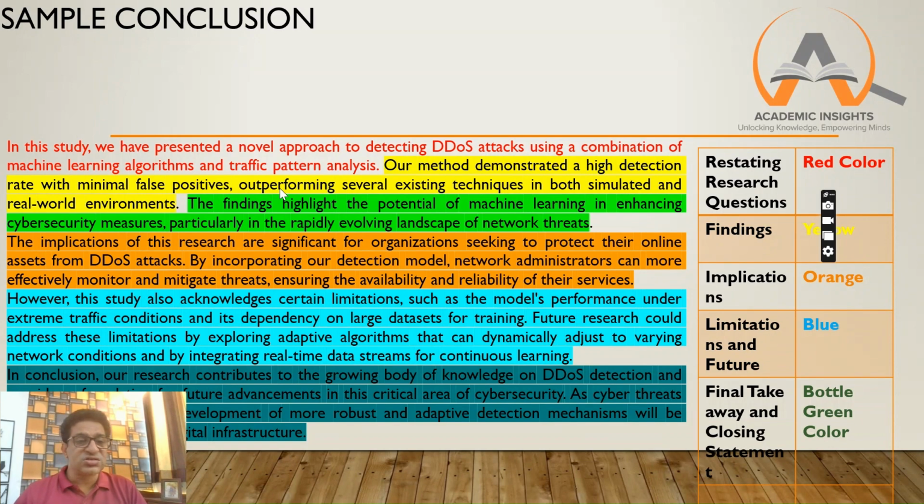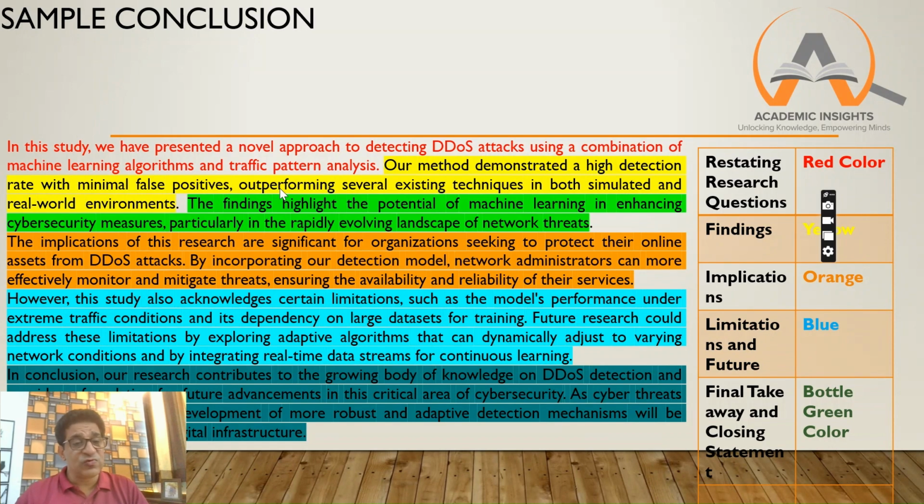The orange color shows the implication, how your research is implicated for organizations, and how it will help solve the issue in your research problem. So in line, you will be saying that the implications of this research are significant for organizations seeking to protect their online assets from DDoS attacks. So this is how you can write it in 2 sentences.